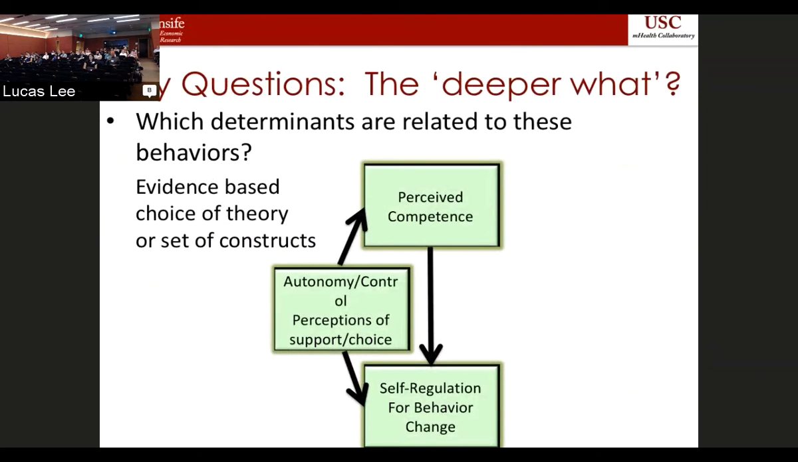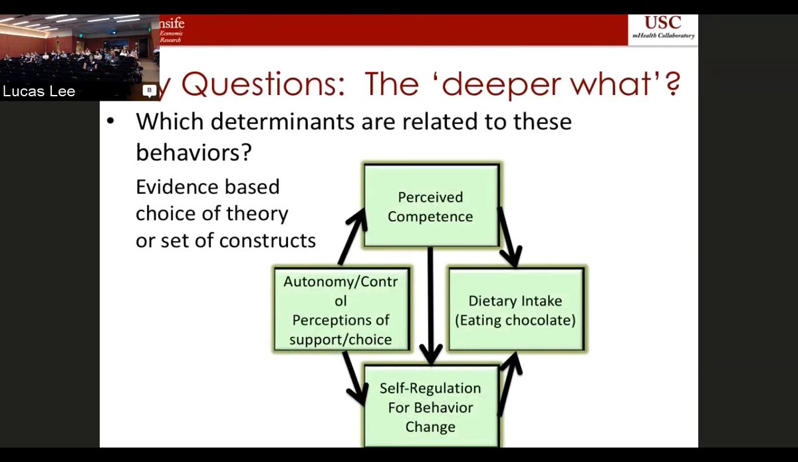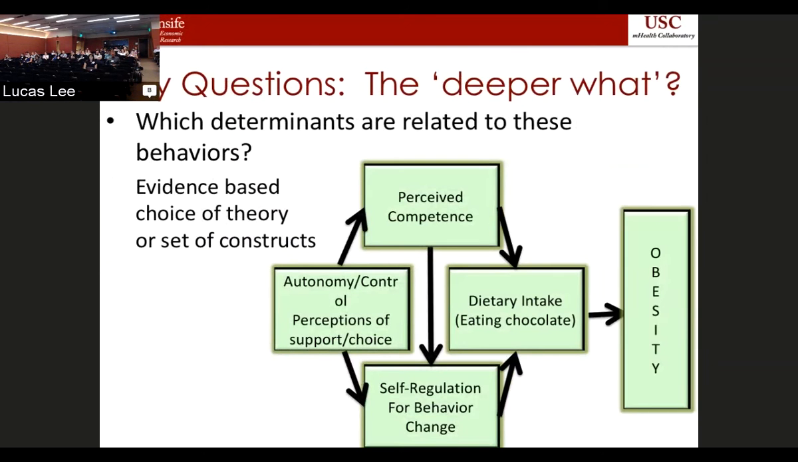A key question is also the deeper what. Which determinants are related to the behaviors in question? Please try and choose an evidence-based theory or set of constructs. So, for instance, if we're trying to do diet, I might choose self-determination theory and hope that helps in attacking some of the behaviors that I would go after. One of the big ones is, for instance, sedentary breaks, which you'll see in a moment.